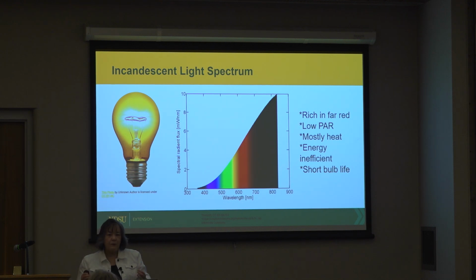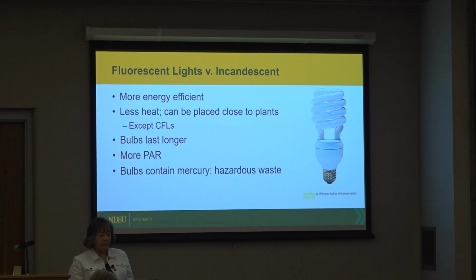So what's going to happen? It's going to grow very tall and lanky, and it's not going to be what you want. In addition, we're phasing out incandescent light bulbs because they're not energy efficient. They give off a whole lot of heat, which is actually wasted energy, and they've got a short bulb life.